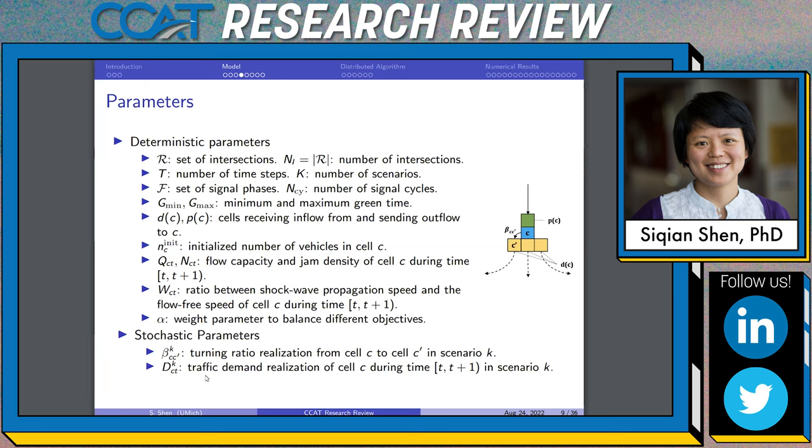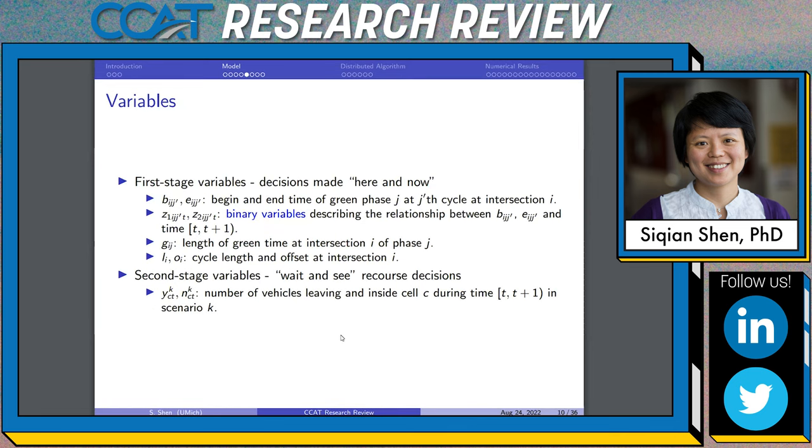So the two uncertain parameters we consider are the turning ratio from cell C to C prime, depending on whether you can turn from C to C prime in scenario K, and also the traffic demand realization of cell C during a certain time period. And again, we're discretizing the time steps here, so it's from T to T plus one, okay? So these are the parameters.